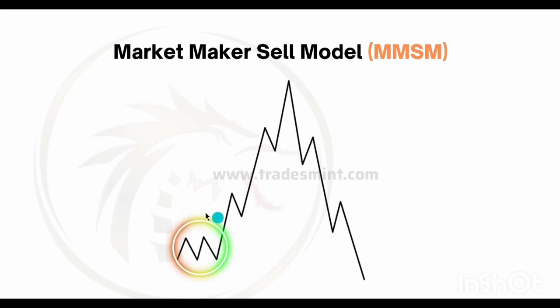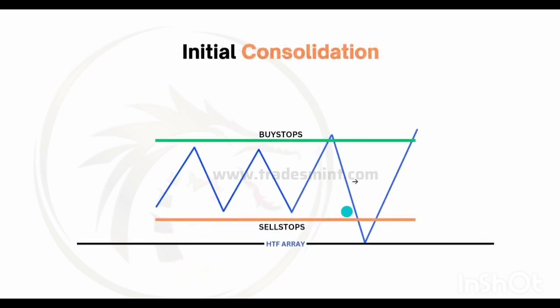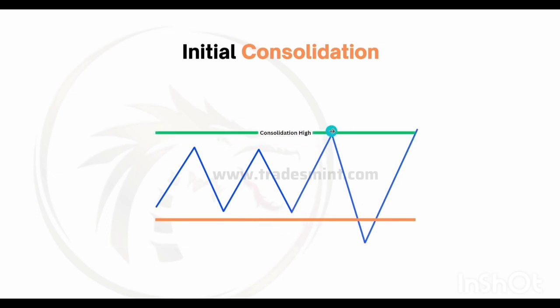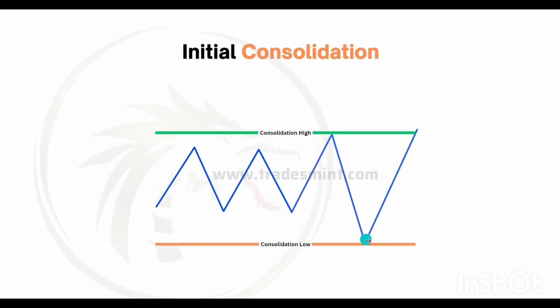Let's look at the initial consolidation again, and we'll get into a little bit more detail of how we can use the initial consolidation to give us measurements on how high the buy program can reach. So this is our initial consolidation. We have our initial consolidation high and we have our initial consolidation low. Now, this is known as the consolidation range.